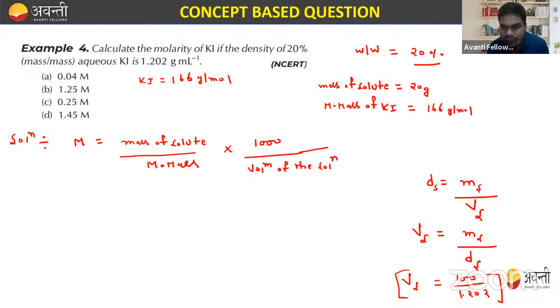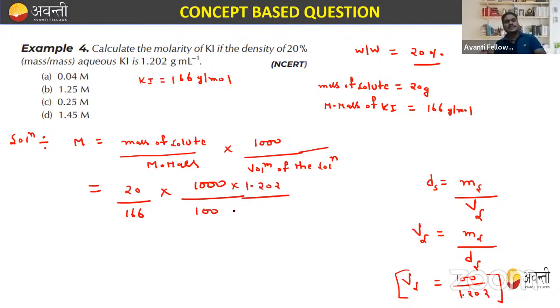So by using this formula itself, you can calculate the volume of the solution, which comes out to be 100 upon 1.202. Now all set to go. We know the mass of the solute, yes, 20 gram. We know the molar mass, yes, 166 gram. We know what is 1000, obviously it's 1000. What is the volume of the solution? It's 100 divided by 1.202.